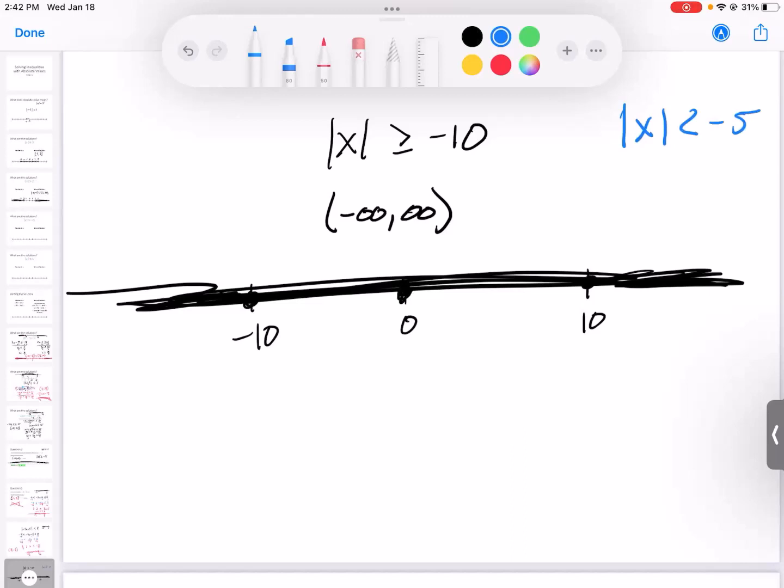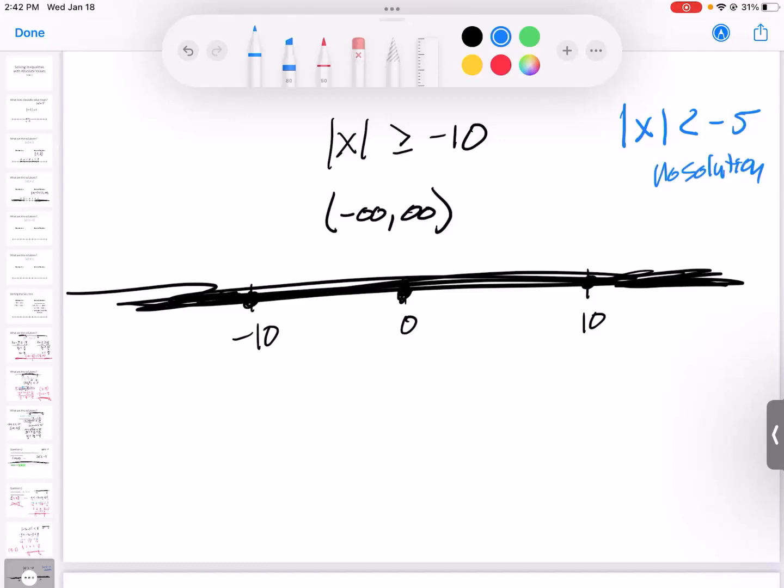Because if you had something like that, there's no number that when you take the absolute value of it, it'd be smaller than a negative. Because positives can't be less than negatives. So this would be no solution. And then this one is all solutions. And that's just because it's a negative.